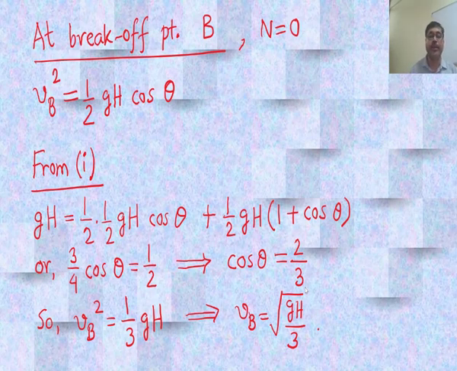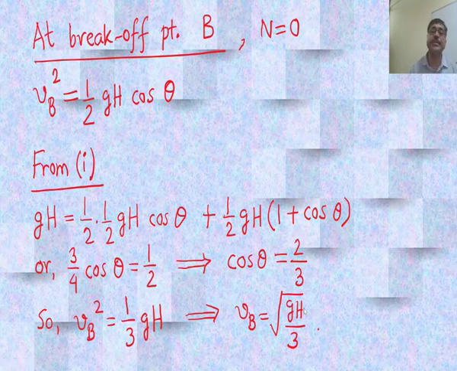So we do not need to know at which angle the particle breaks off the surface. Rather, we need to know what is the velocity or speed of the particle at that point. So that is nothing but v² . Just put cosine theta in this expression, which is 2 by 3, and that gives rise to v_b equal to root over gh by 3.